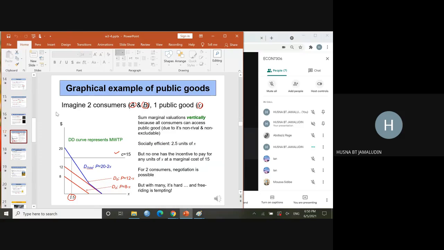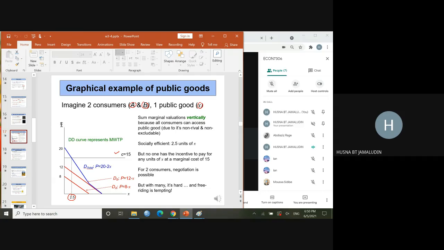Okay, so this is also how to answer my previous question, in terms of the graphical illustration. I'm assuming that you have watched my video, so you should understand this. My question here is about the demand curve. For your information, the demand curve represents their marginal willingness to pay for that product or good.